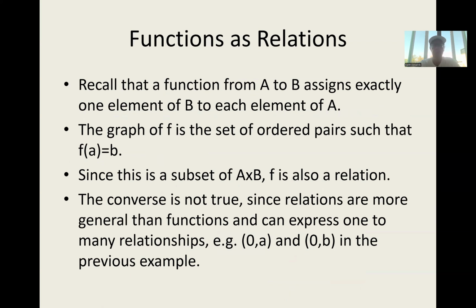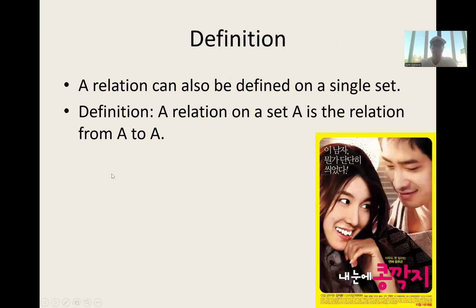Recall that a function from A to B assigns exactly one element of B to each element of A. The graph of f is the set of ordered pairs such that f(a) is equal to b. Since it's a subset of A cross B, f is also a relation. The converse is not true, since relations are more general than functions and can express one-to-many relationships. For example, 0 is related to a and 0 is related to b in the previous example. That would be an indeterminate function. And so the relations are more general in this case.